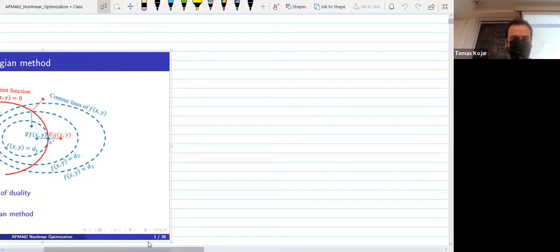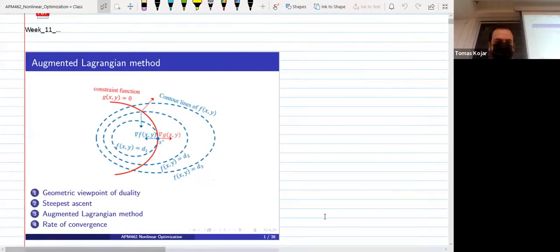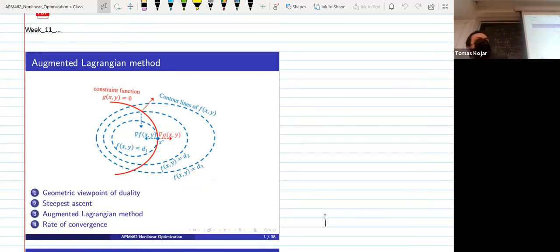This is the last material before the midterm. I already assigned the problems, so there's not much to say. The homeworks, if you really look at them, they're mostly duality.